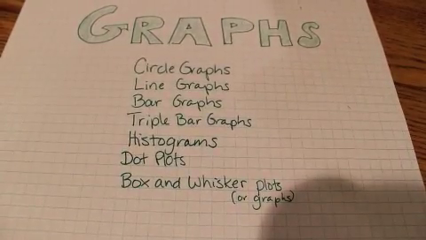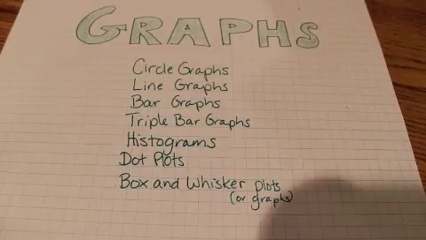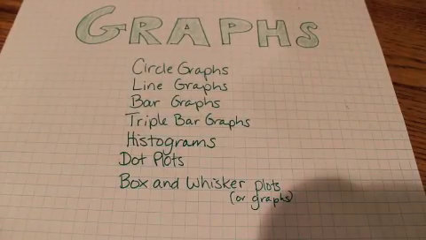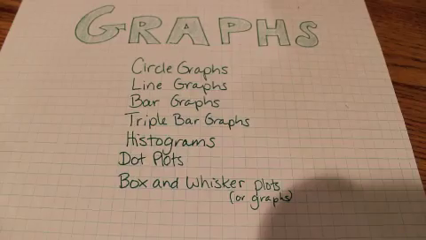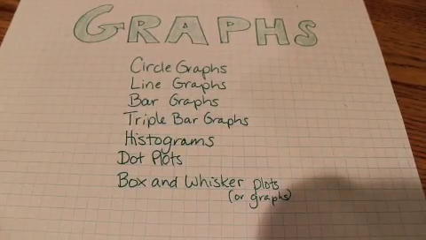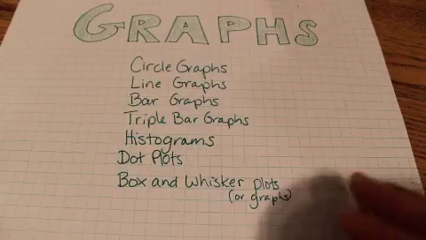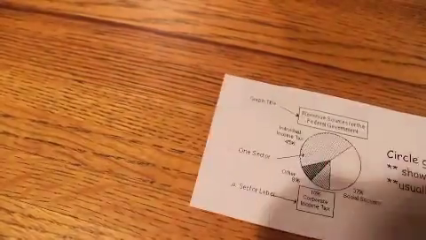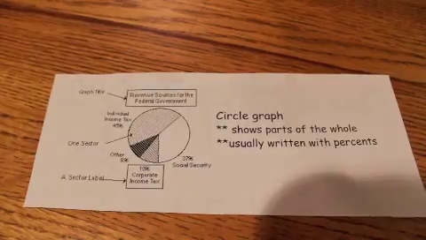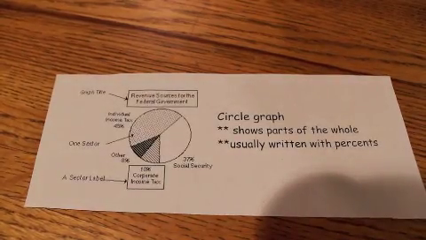In this unit, we're going to study a bunch of different graphs. We're going to start off with circle, line, and bar, which you may be familiar with, and get into some more challenging graphs. The first is the circle graph. Circle graphs show parts of the whole and are usually written with percents.